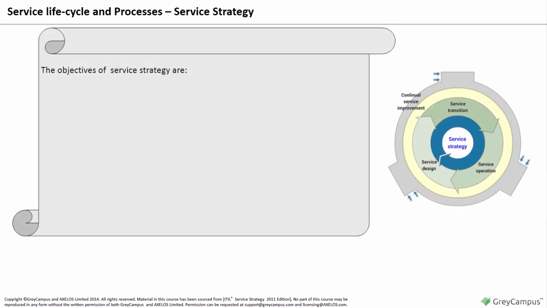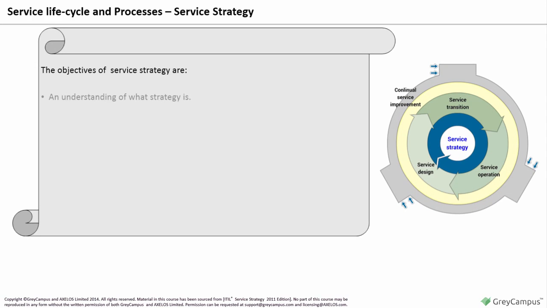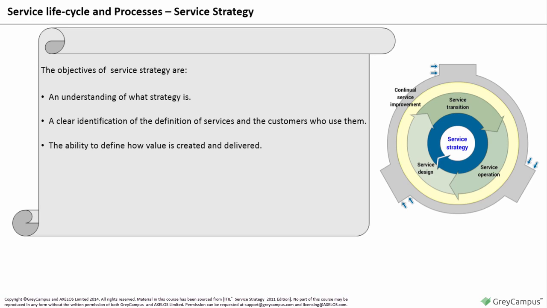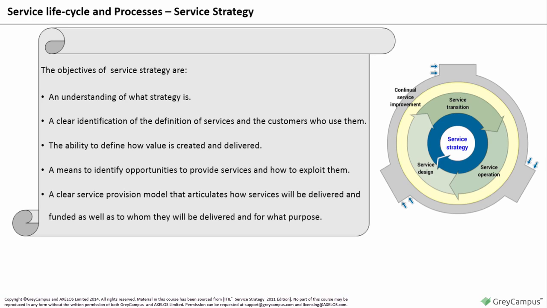The purpose of the service strategy stage of the service lifecycle is to define the perspective, position, plans and patterns that a service provider needs to be able to execute to meet an organization's business outcomes. The objectives of service strategy include providing an understanding of what strategy is, a clear identification of the definition of services and the customers who use them, the ability to define how value is created and delivered, a means to identify opportunities to provide services and how to exploit them, a clear service provision model that articulates how services will be delivered and funded and to whom they will be delivered and for what purpose.